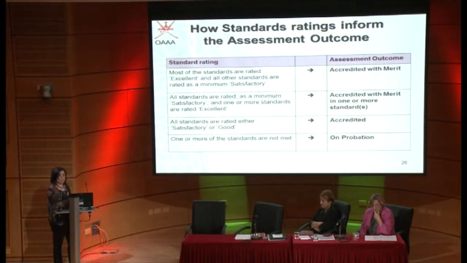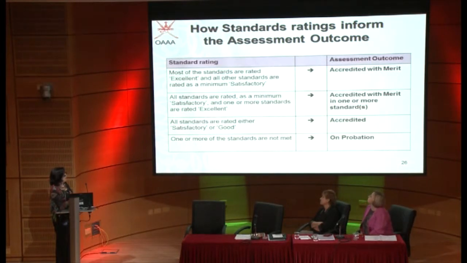Then it will be advertised that that institution has merit in one or more standards. It will be accredited, but it's got merit for its student learning by coursework. It's accredited, and it's got a merit for research. All standards are rated either satisfactory or good, accredited. Bearing in mind, there may be an excellent in there somewhere at the criteria level, but it won't necessarily have an impact on the assessment outcome.